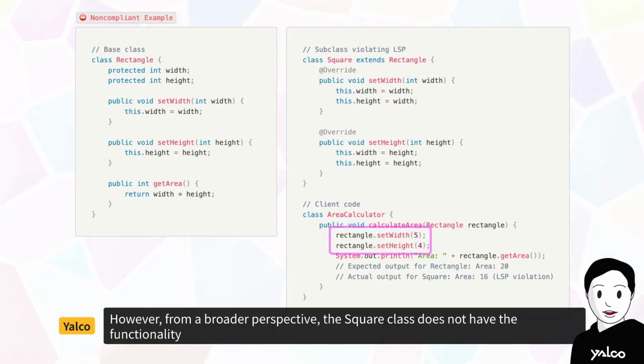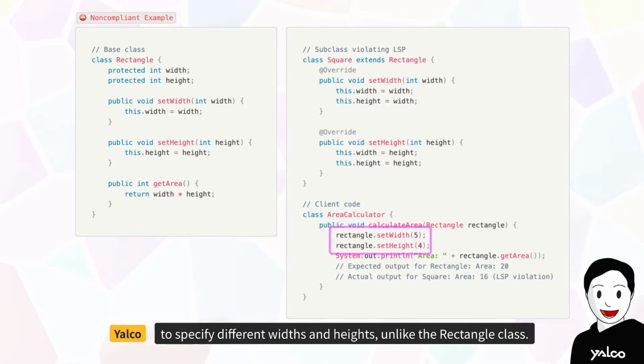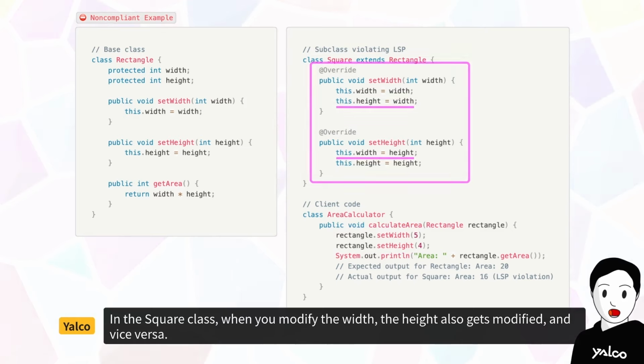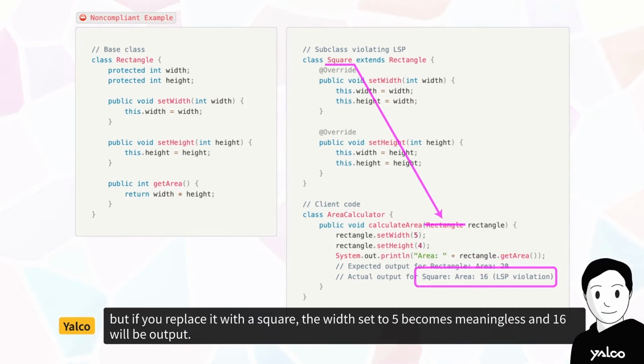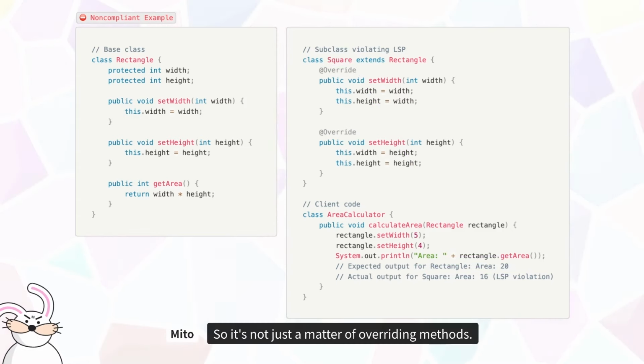However, from a broader perspective, the square class does not have the functionality to specify different widths and heights, unlike the rectangle class. In the square class, when you modify the width, the height also gets modified, and vice versa. For example, if the width and height of a rectangle are set to 5 and 4 respectively, and the area is calculated, the output will be 20, but if you replace it with a square, the width set to 5 becomes meaningless, and 16 will be output. So it's not just a matter of overriding methods.